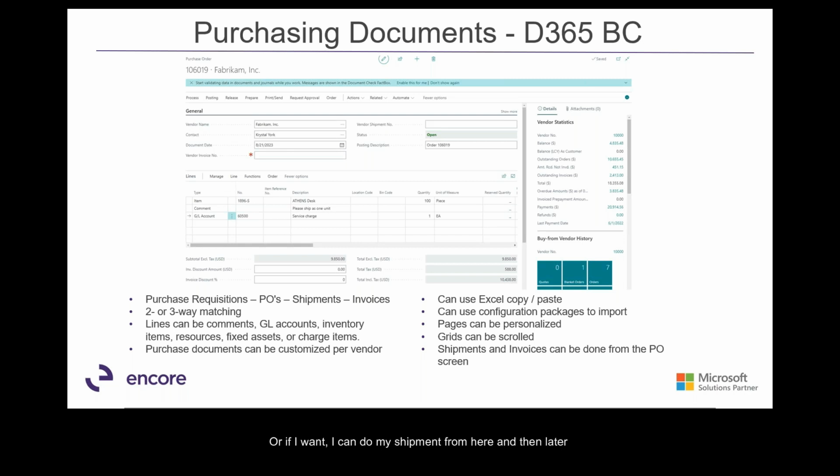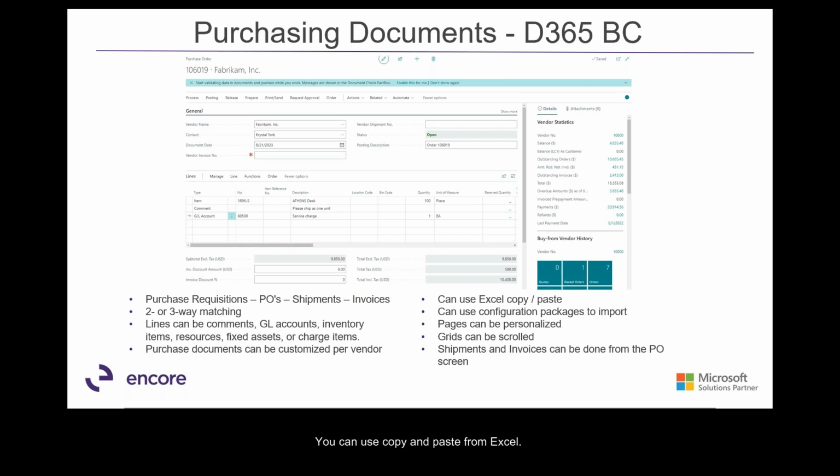Or if I want, I could do my shipment from here and then later create an invoice and match the invoice to the shipment. So it still has the 2- or 3-way matching we were talking about with Dynamics GP. Again, your lines can be either comments or GL accounts. You can use inventory items or resources, fixed assets, or charge items. The purchase documents can be customized per vendor, so every vendor could have their own purchase invoice or custom PO.